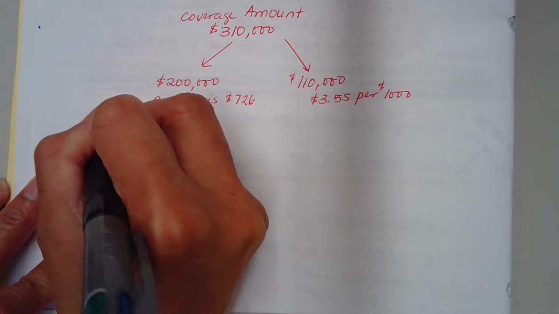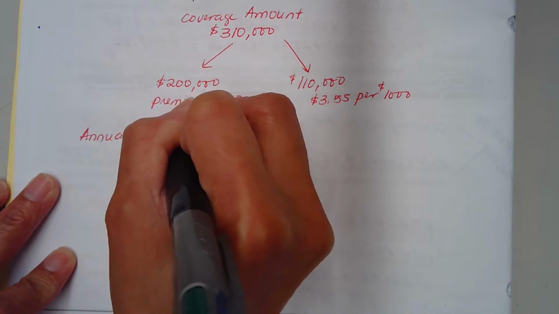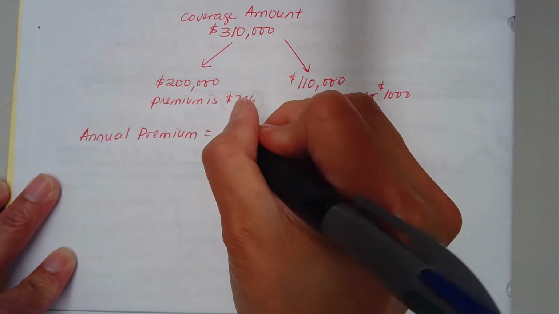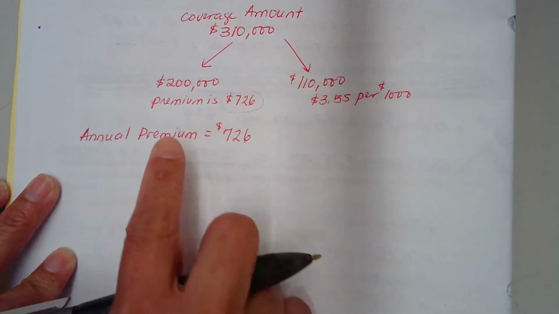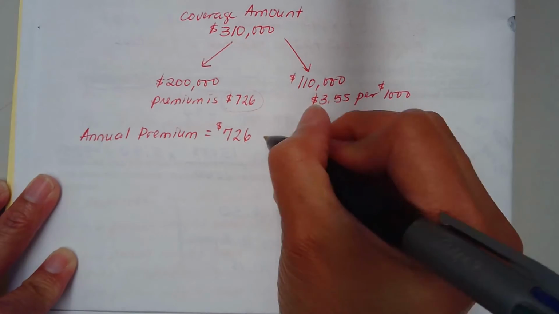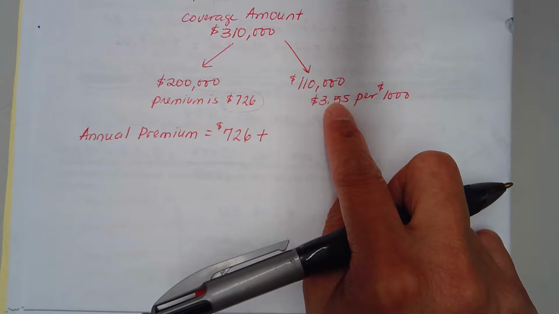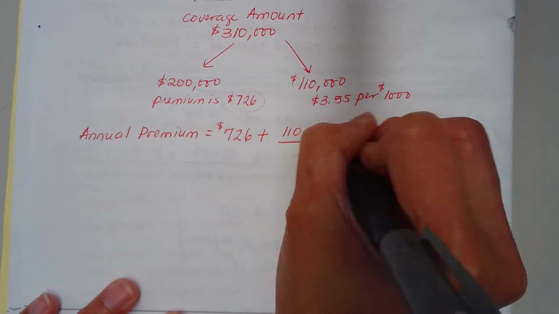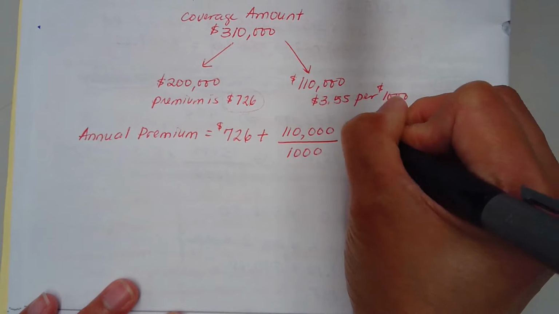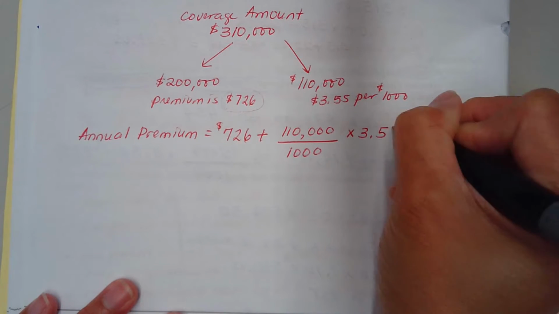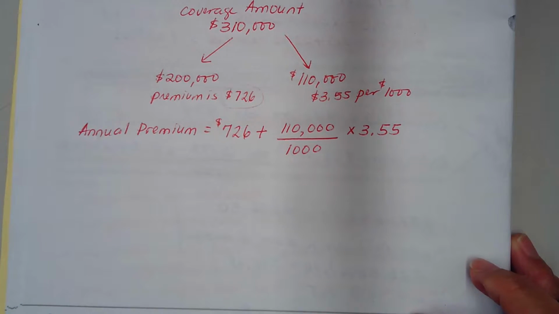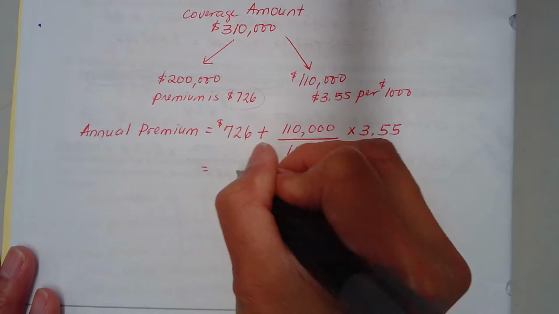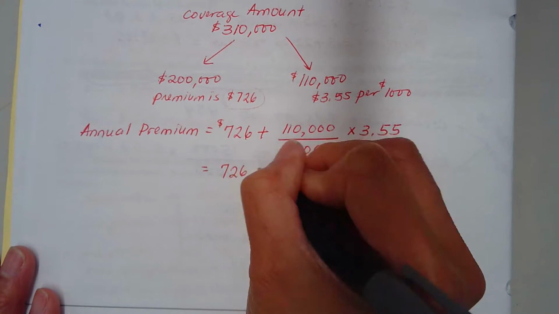So annual premium. Okay, so how much is the premium? $726 to cover the 200. And then here, it's going to be 110,000 divided by $1,000 times $3.55. So this is going to be $726.